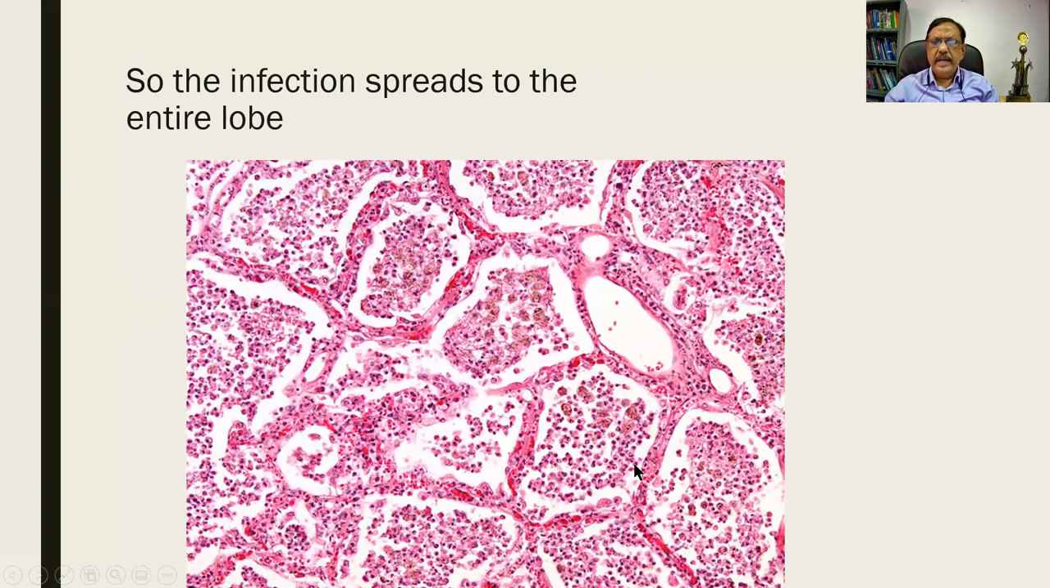And this is exactly what is happening microscopically. This diagram is just to show you a scheme. The different alveolar spaces are filled with exudates, producing a consolidation. And how did this happen? We had explained in the previous slide that one focus leads to spread elsewhere.